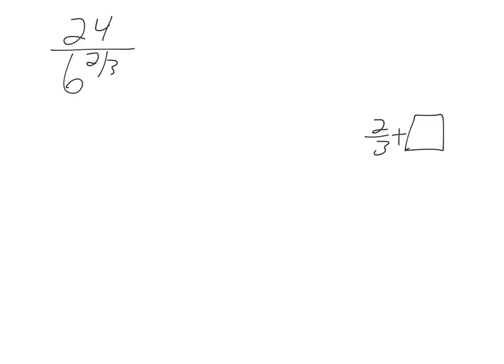Alright, let's try one more of those. So we have 24 over 6 to the 2/3. Alright, so once again, we need to get rid of that 2/3. We need to make it 1. Well, 2/3 plus what is going to give me 1? It would be 1/3. Because 2/3 plus 1/3 is 3/3, which simplifies down to 1. So we need to use the 1/3. So we're going to use the same base, 6, to the 1/3. Whatever you do to the bottom, you have to do to the top.